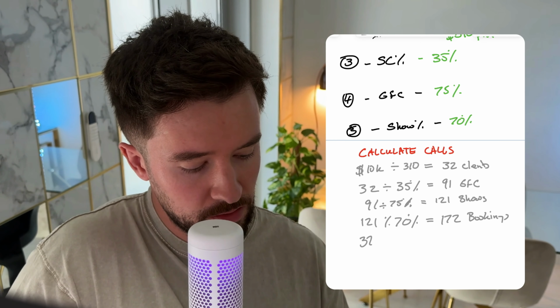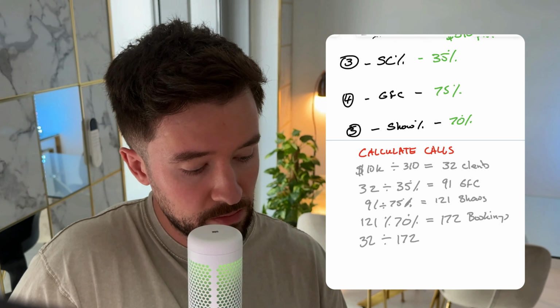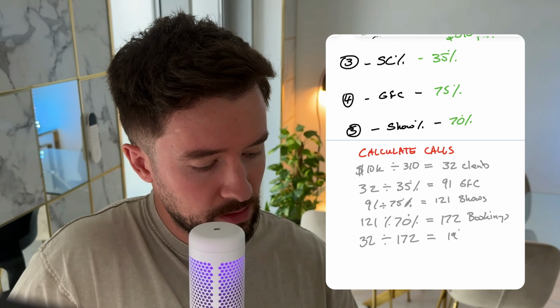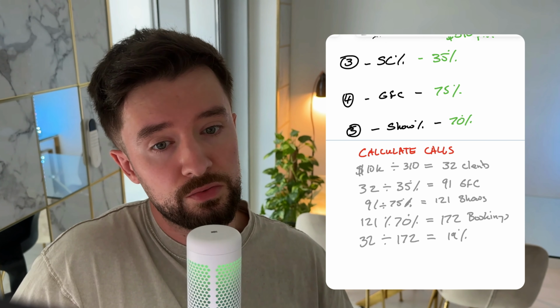So what we can actually find from here is our booking conversion rate. So we need 32 clients divided by 172 bookings is 19%. That is our booking conversion rate.